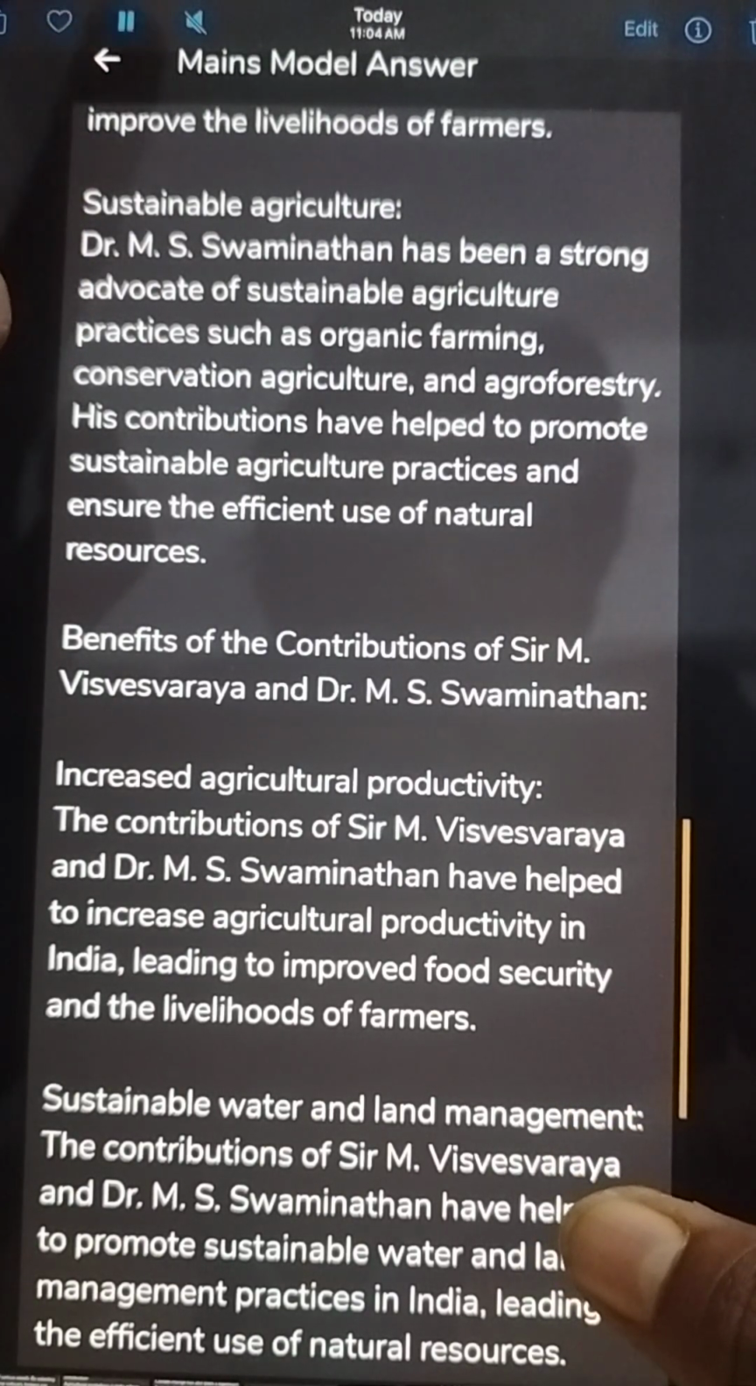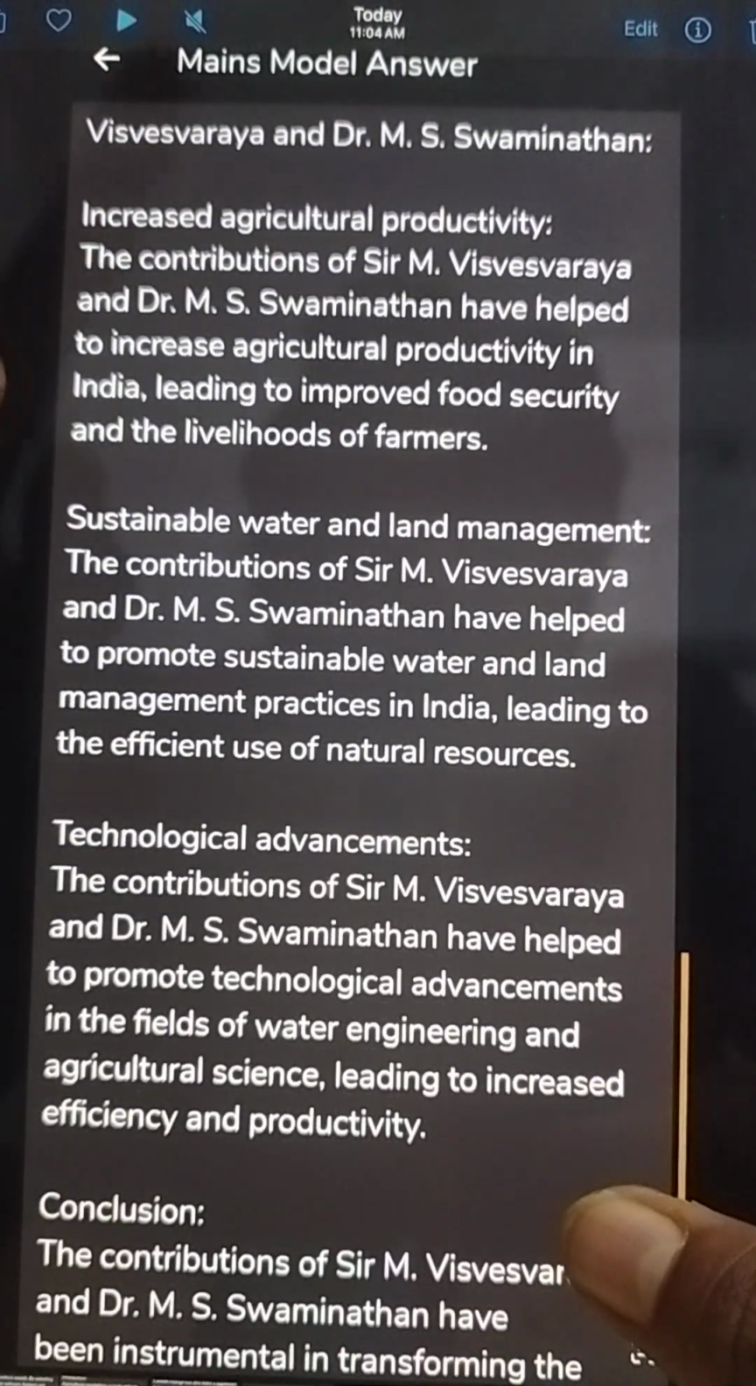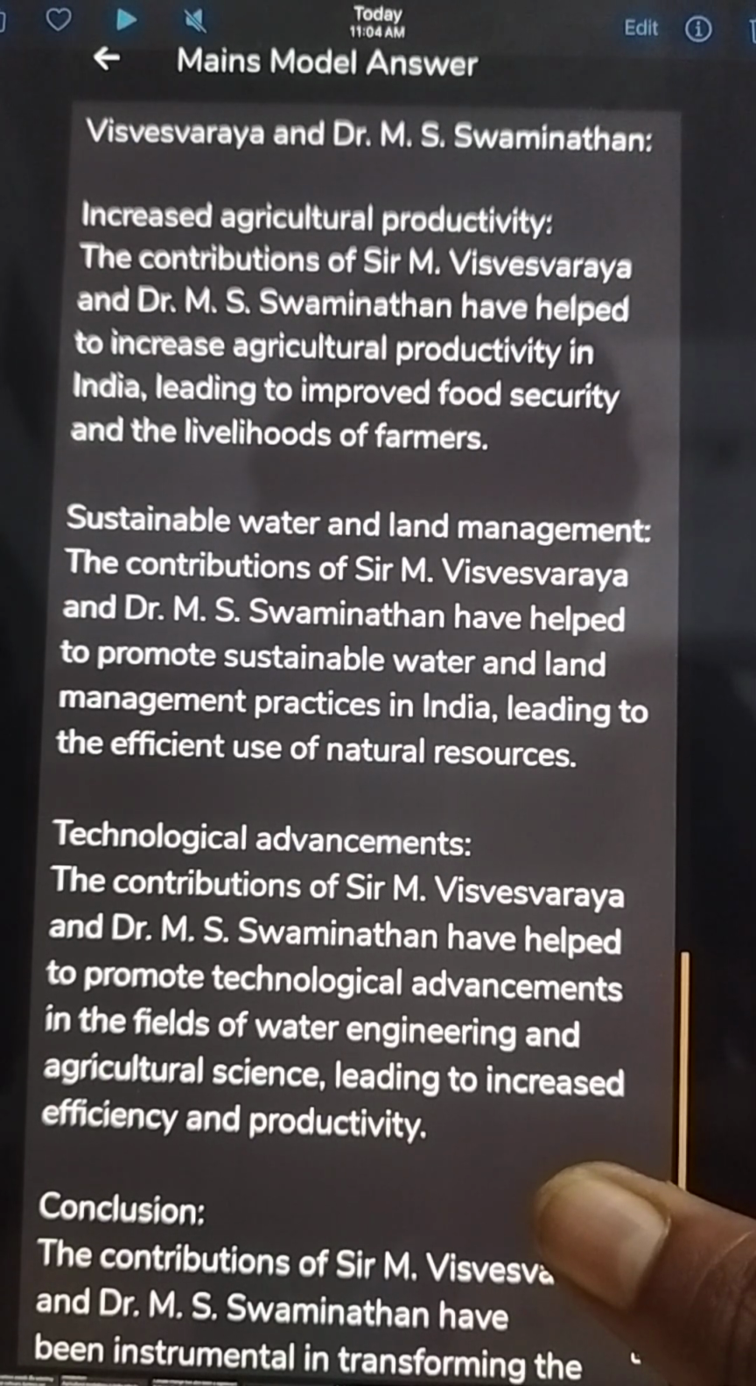The contributions of Sir M. Visvesvaraya and Dr. M. S. Swaminathan have helped to promote sustainable water and land management practices in India, leading to efficient use of natural resources. Then third is the technological advancements.